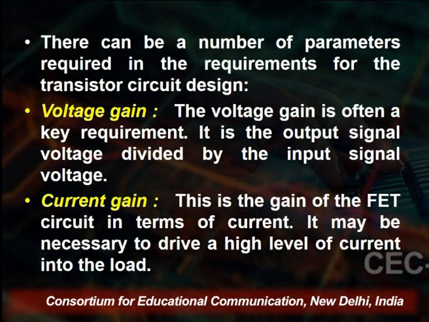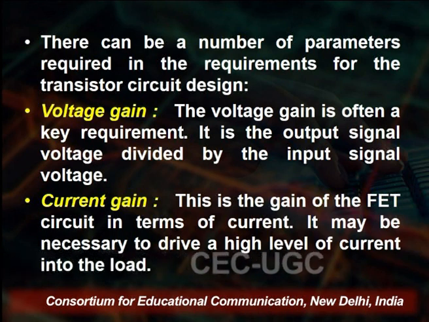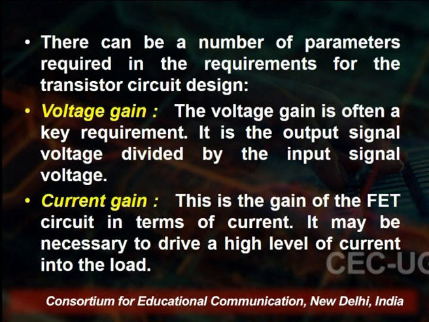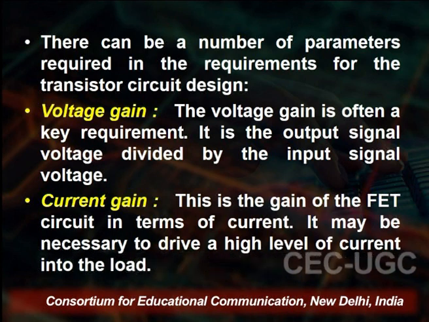Next, we can have a number of parameters required for transistor circuit design. There are some parameters which are used for the circuit design. Number one is the voltage gain. The voltage gain is often the key requirement, because it is the output signal voltage divided by the input signal voltage. How much input signal we are giving, on the basis of that we require the voltage, and that is the voltage gain.